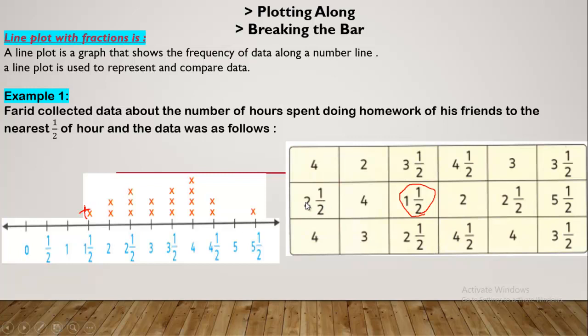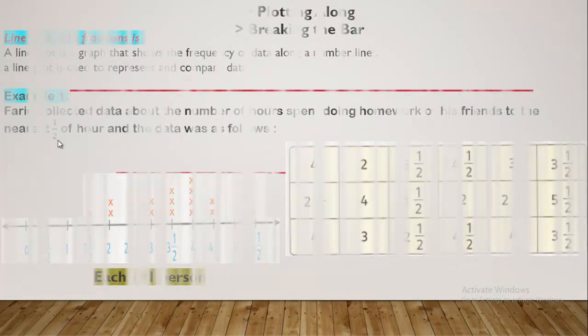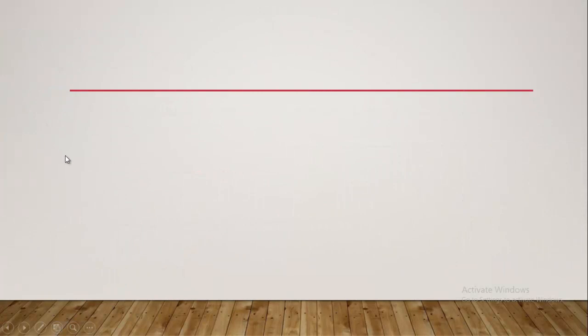3 repeated how many times? 1, 2, 2 times. 3.5 repeated how many times? 1, 2, 3, 3 times. 4 repeated how many times? 1, 2, 3, 4 times. 4.5 repeated 1 and 2 times. 5, there does not exist a number 5 here. 5.5 repeated how many times? Just only 1 time. We represent it as a line plot.